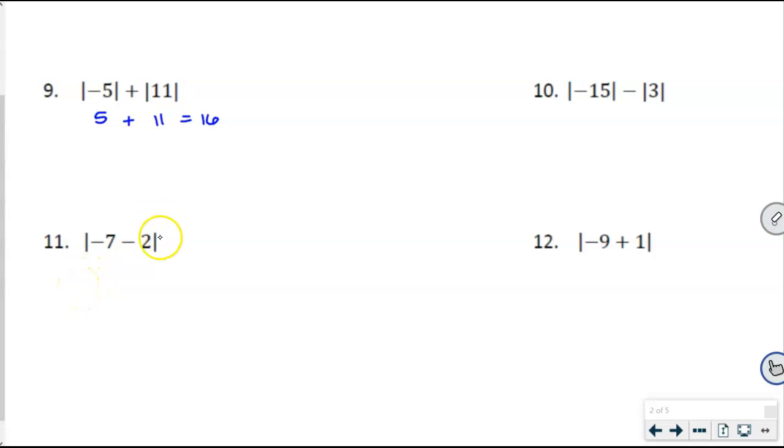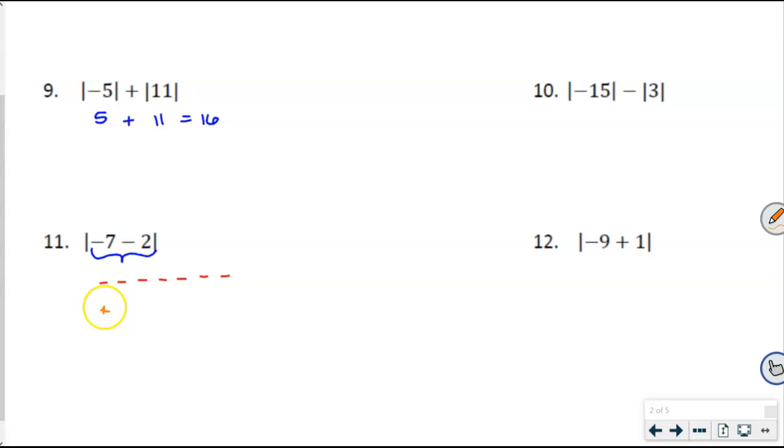Remember, it's still the order of operations. We have grouping symbols, which means I need to do what's inside of the grouping symbols first. What's inside of the grouping symbols? Negative 7 minus 2. What's negative 7 minus 2? Your model would be really good here. I have 7 rocks. 1, 2, 3, 4, 5, 6, 7 rocks. I need to take away 2 balloons. Do I have balloons? Nope.